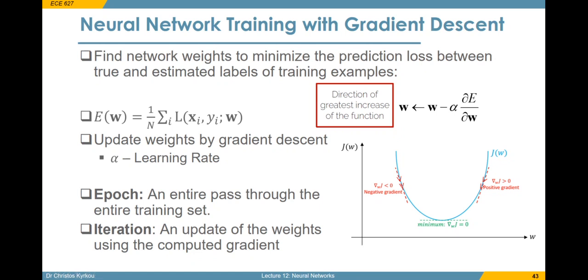Along with this, as I said, we have to pass through the whole data set to calculate the derivative of the loss function. And that step is called an epoch. Whenever we have an update, we perform the actual update of the weights. That is called an iteration. And we will see later on how these two numbers affect and can be changed.